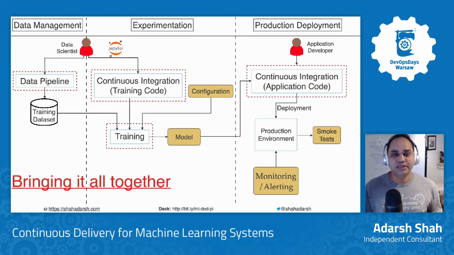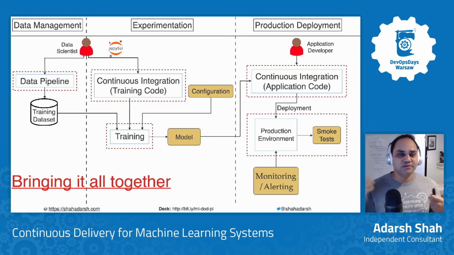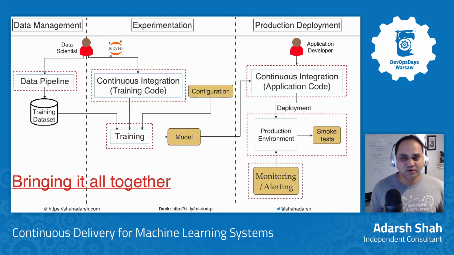That model then feeds into the CI of your application code, where you use the artifact that gets generated from that step to deploy to production. You run your smoke test and do all of that, and then you keep monitoring and alerting, right? So kind of bringing various pieces together.